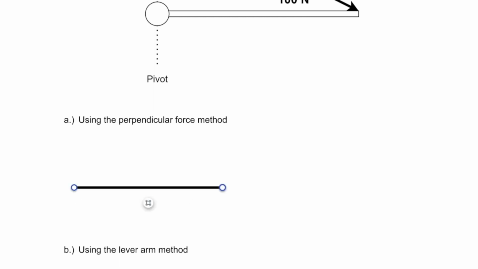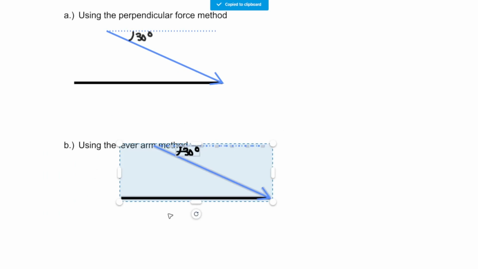So give ourselves a bar, and we'll exaggerate the length of our force. Then we'll give ourselves a nice little horizontal for our angle. And this is 30 degrees. Okay. And then I'll just copy paste that down below 2 times so that we can use it later.